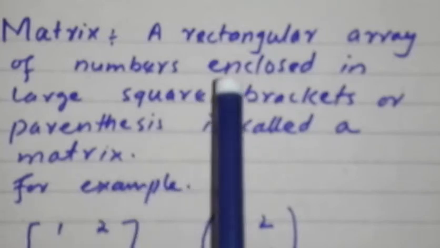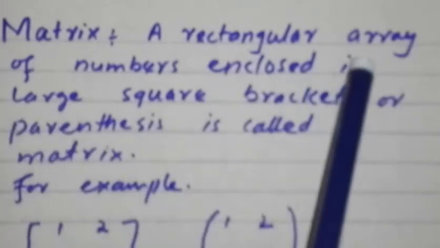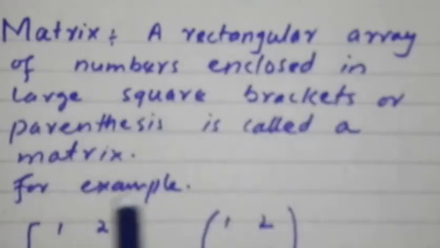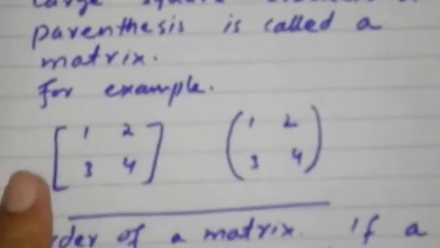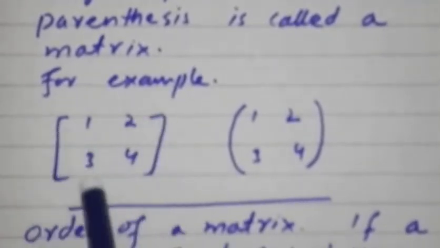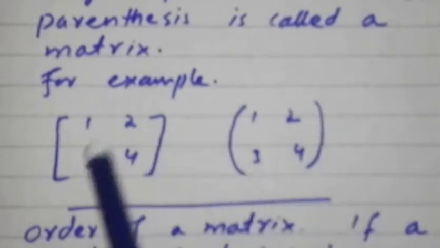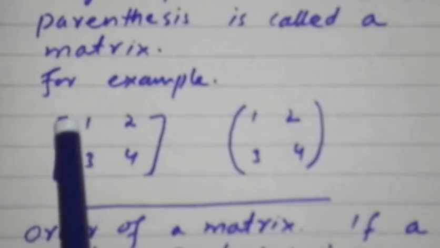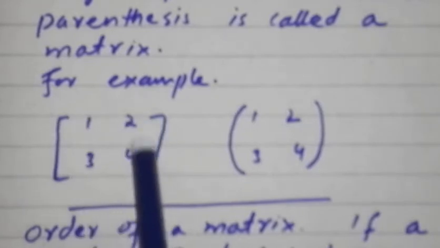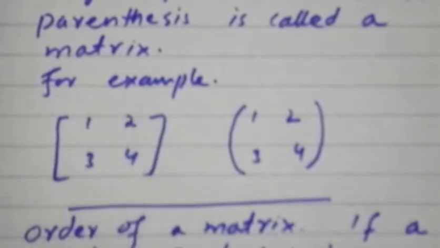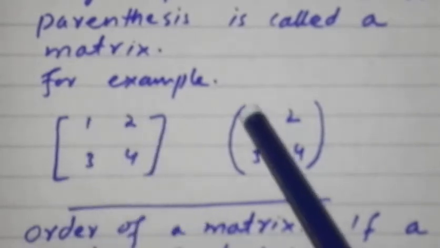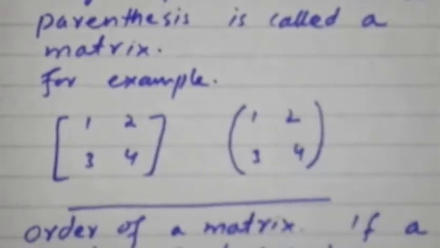What is a matrix? A rectangular array. Array means an arrangement of numbers enclosed in large square brackets or parentheses is called a matrix. This is in square brackets and this is in parentheses, so these two are matrices. Now the horizontal lines are called rows and the vertical lines are called columns. So here are 2 rows and 2 columns. Here also 2 rows and 2 columns.